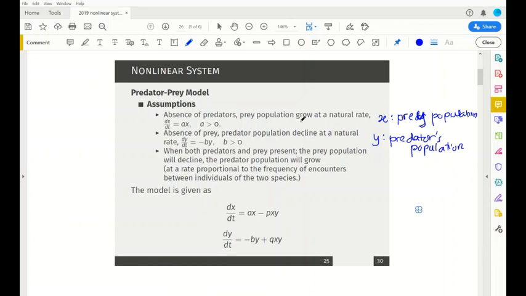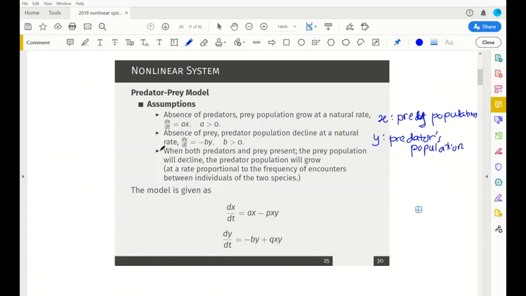So let's say we assume a natural rate for the growth and also for the decline of prey and predator. So we will have this term in the equation. As before, we learned about the linear system. Considering two things, in this case the populations in one problem, that's why we have a system of equations. In this case, two things, so we have two equations.